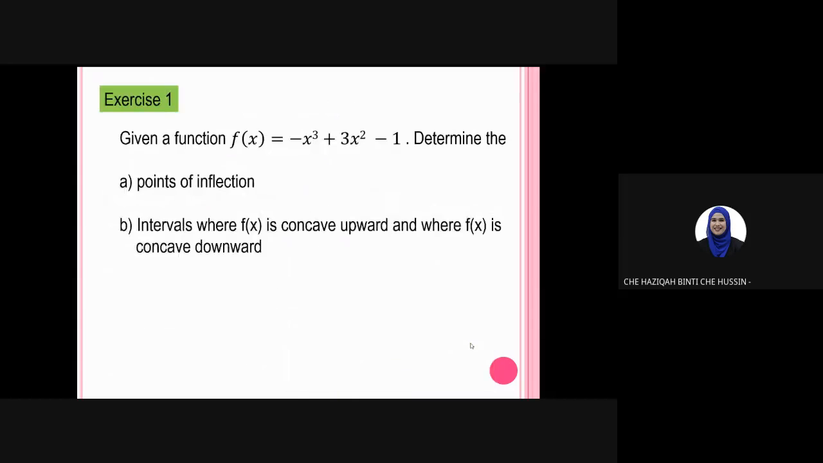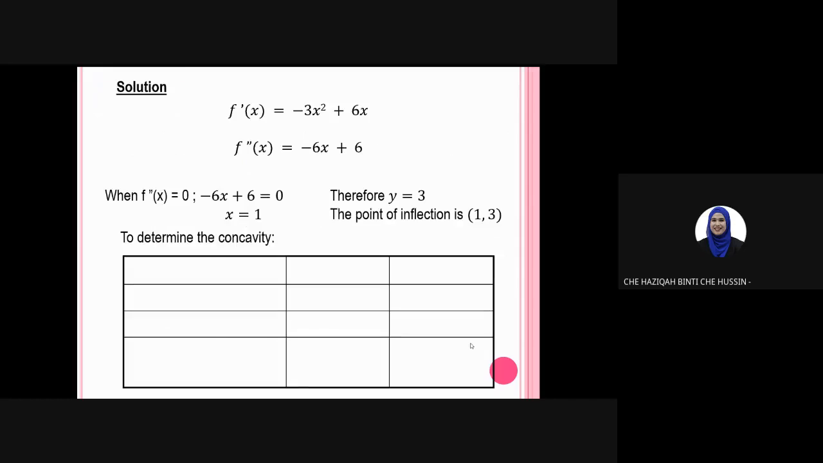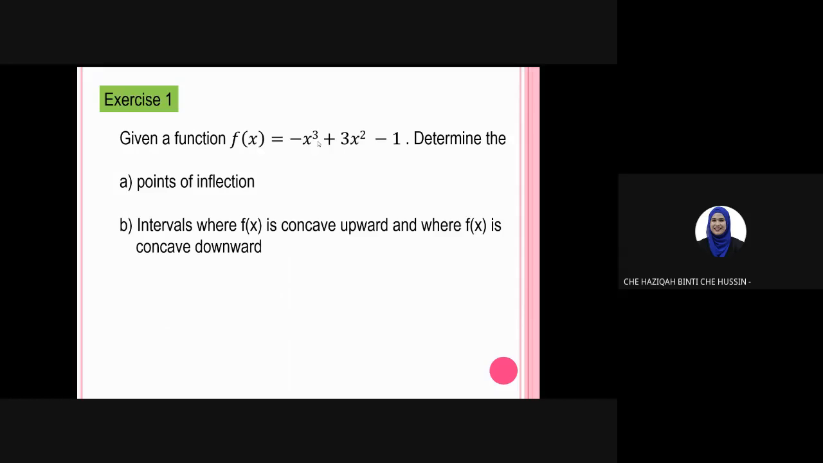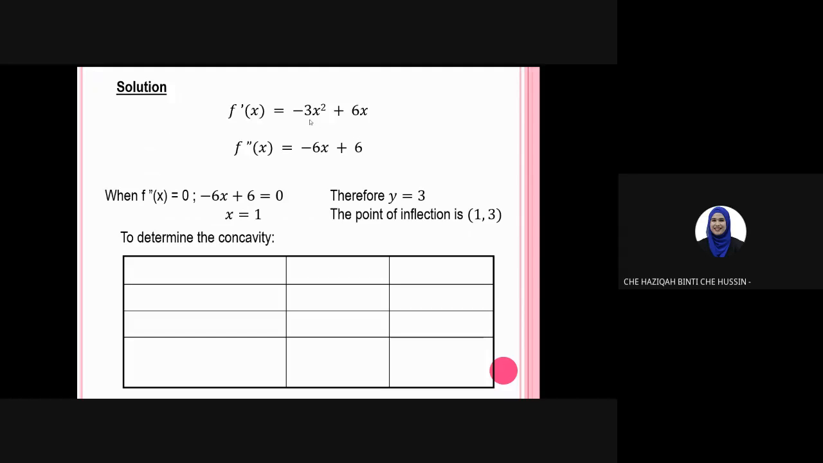Here, given the function f(x) = negative x cubed plus 3x squared minus 1, we need to determine (a) the points of inflection, and (b) the intervals where f(x) is concave upward and where f(x) is concave downward. The same like before, first we need to find the second derivative. So before we find the second derivative, we need to find the first derivative, right? So you need to differentiate negative x cubed plus 3x squared minus 1. So we will get negative 3x squared plus 6x. And then we differentiate once again, negative 6x plus 6.